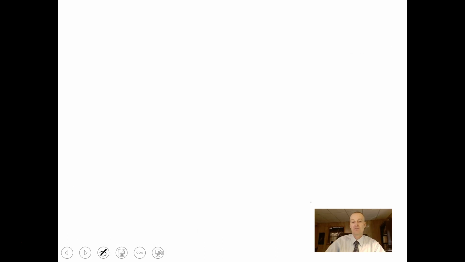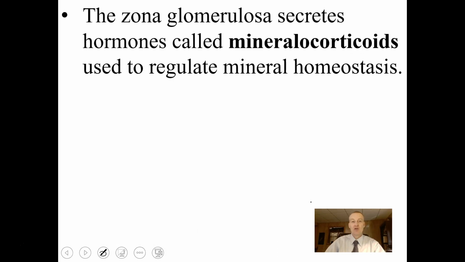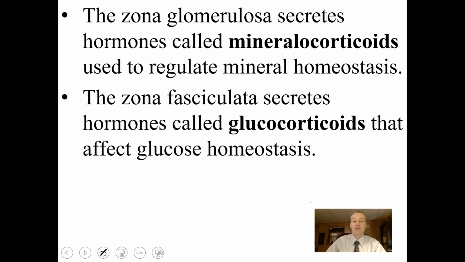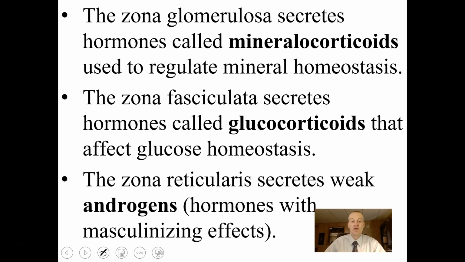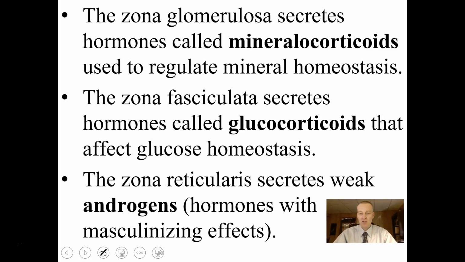So the zona glomerulosa secretes the hormones called mineralocorticoids. These are used to regulate mineral homeostasis. The zona fasciculata is going to secrete hormones called glucocorticoids that will affect glucose homeostasis. And then the zona reticularis secretes androgens. These are hormones that have masculinizing effects on the human body.